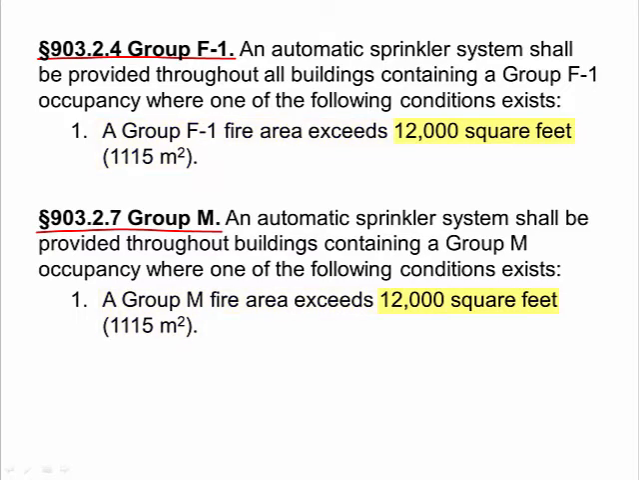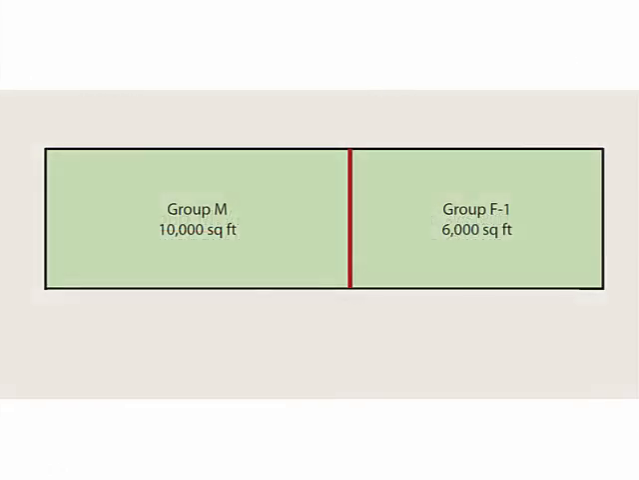In both these cases, you'll see that 12,000 square feet is required for the fire area of Group F1 and Group M. If the fire area exceeds that size, then sprinklers are required. So we go back to our building and we want to determine the fire rating for that wall to create fire area number 1 and fire area number 2, each of which would be below the 12,000 square foot threshold.